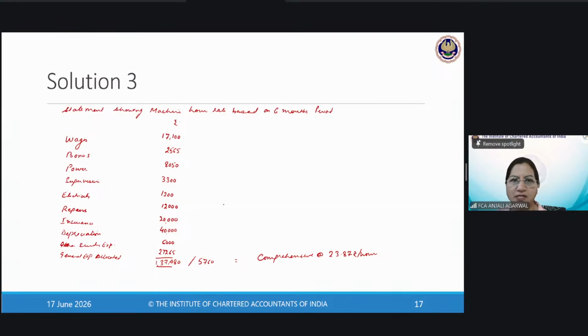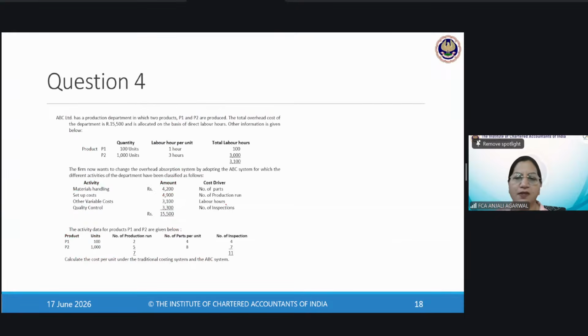Shall we move on to the next topic then? Activity-based costing. All right. So let's start with activity-based costing. So far, we have learned about overheads, and whatever the method we have learned on absorption is a traditional method.